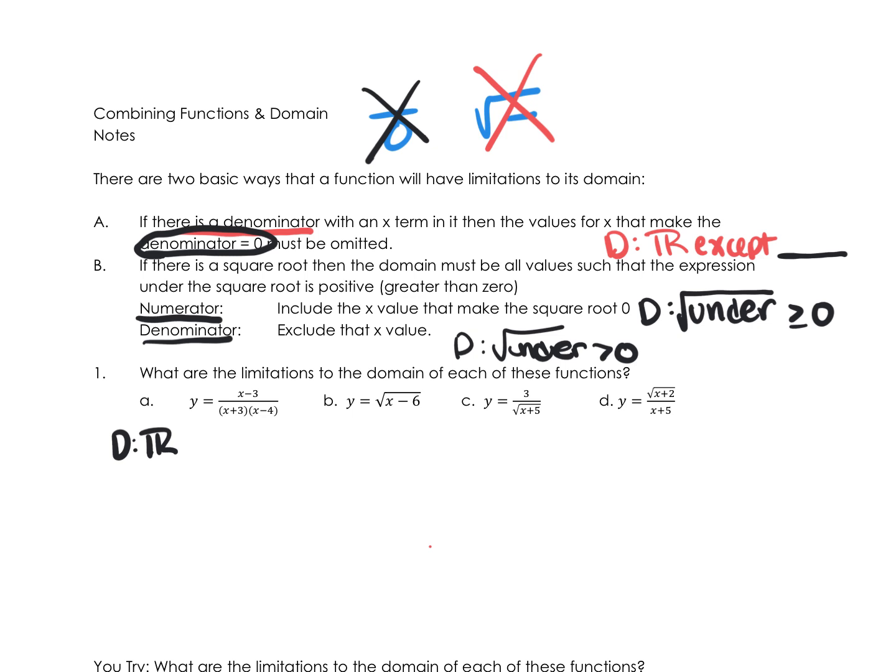But we need to see if there's any exceptions, and there will be exceptions if there's a denominator. Is there a denominator here, something in the bottom of the fraction? Yes. There's two things in the bottom of the fraction here. So what are you going to do with those? You're going to take those, and you're going to set the denominator equal to 0. Okay, so you're going to take x plus 3, set it equal to 0, and you're going to take x minus 4 and set it equal to 0.